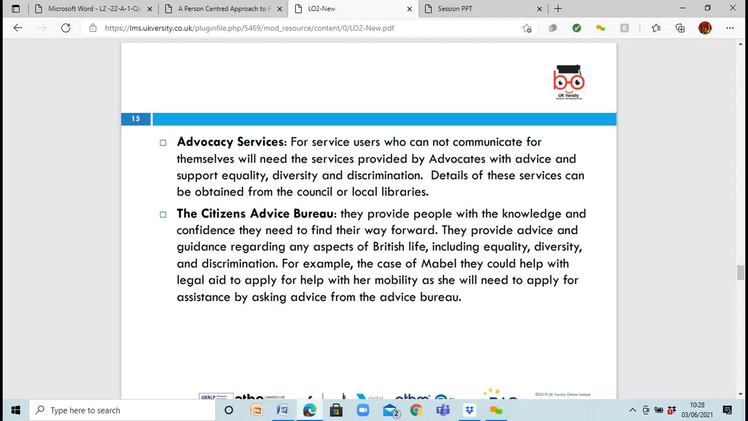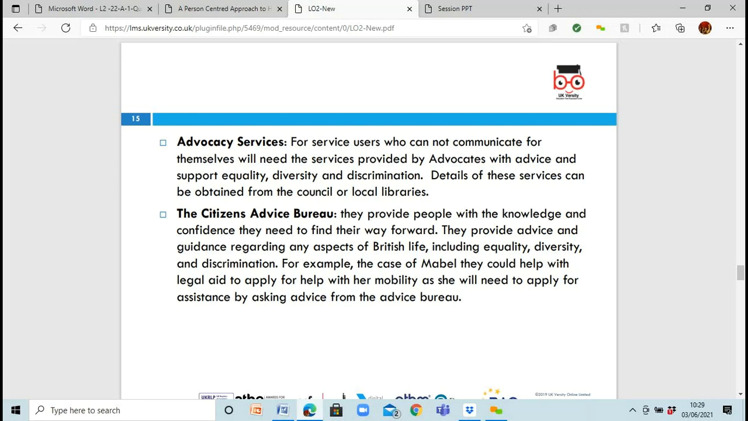It's got advocacy services as well. So it will have somebody there if you can't communicate for yourself. If there's a service user that can't communicate for themselves, they will be provided with an advocate. This is a person who will be in charge of their case, and they will work for them. They'll give them advice and support, and make sure that equality, diversity and discrimination are being supported. And you can get information about this from the internet, which is very easy, but also from the councils and the local libraries.